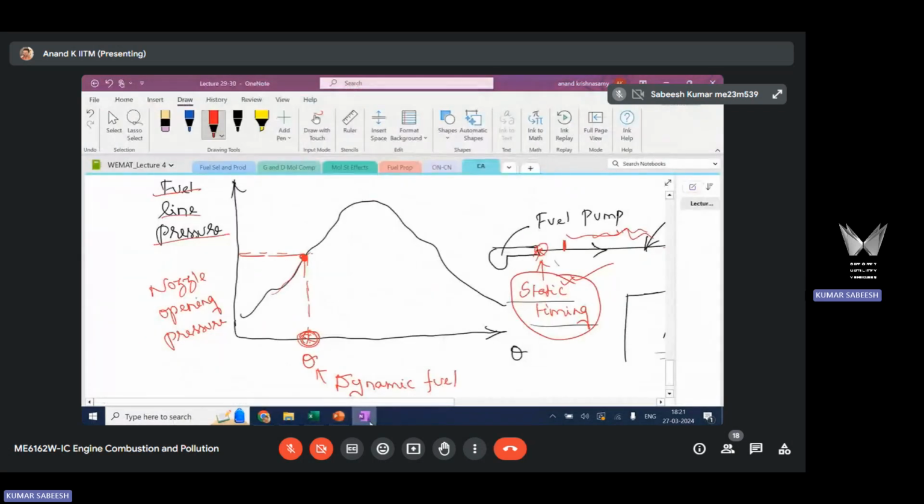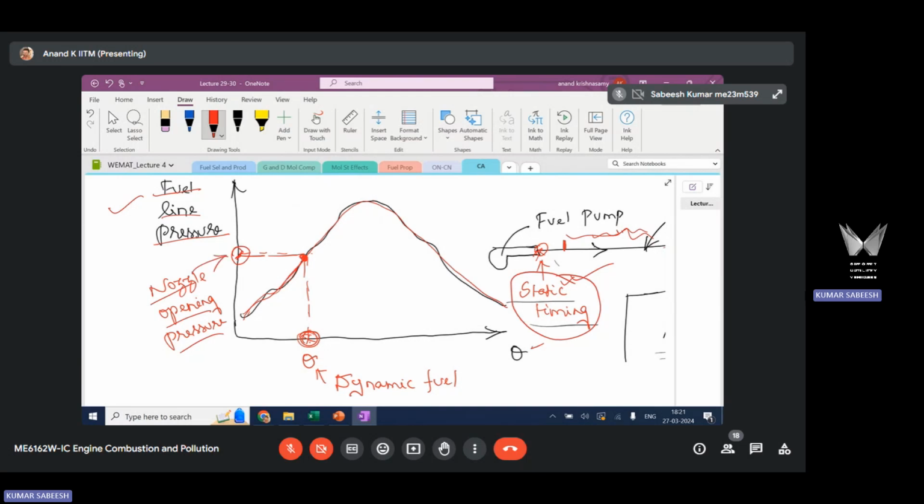Once you record this line pressure, you can plot line pressure versus theta. Theta is crankshaft angular position. So you will get a profile like this. This is the line pressure variation with respect to crank angle in an engine cycle. The pressure starts to build up slowly. Because of the spring force, there is a constant pressure, the nozzle opening pressure. Once the pressure builds up to that value, this value is the nozzle opening pressure.